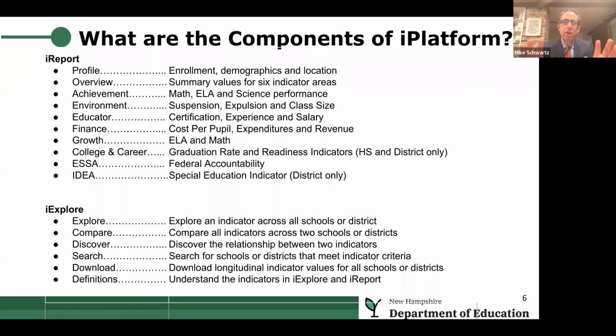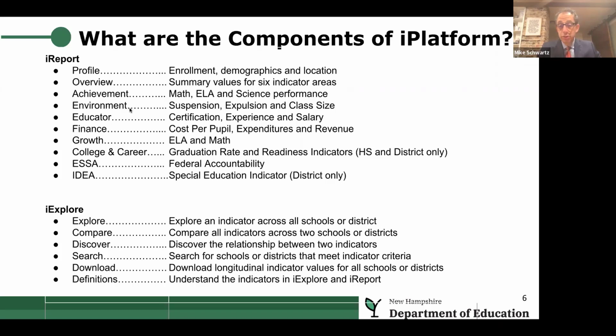That information is kind of the core of what we're presenting, but there's a lot more information. There is information about finances. There's information about college and career readiness. There's information about teachers and what the teacher population looks like in schools. There are two main components of iPlatform. There's something called iReport, and there's something called iExplore.